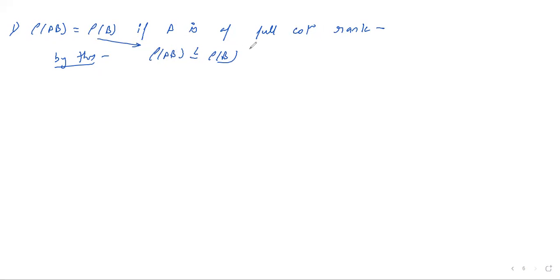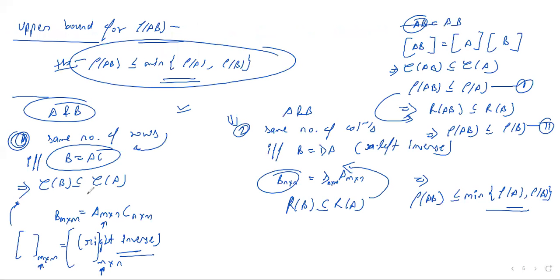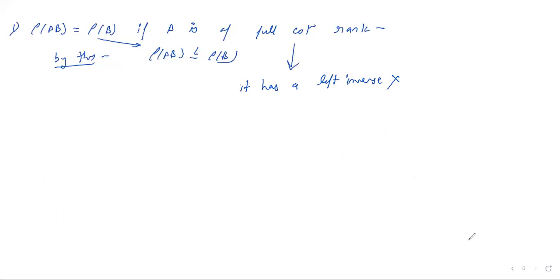We are saying that A is of full column rank. That means it has a left inverse, let's say X. If we are talking about the number of columns, the column rank, then we are actually talking about the left inverse. So if A is of full column rank, we have a left inverse X, and I can write it as XA equals I. This is how we write the left inverse.